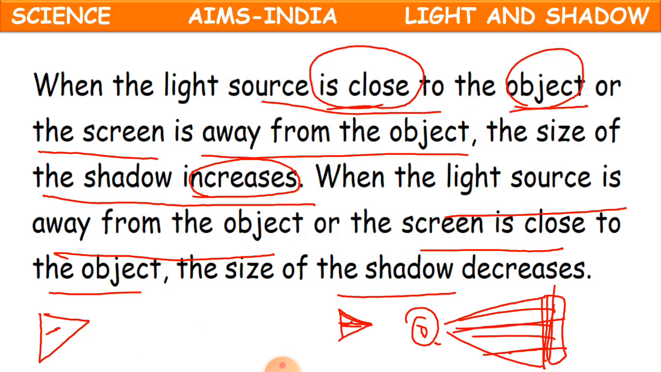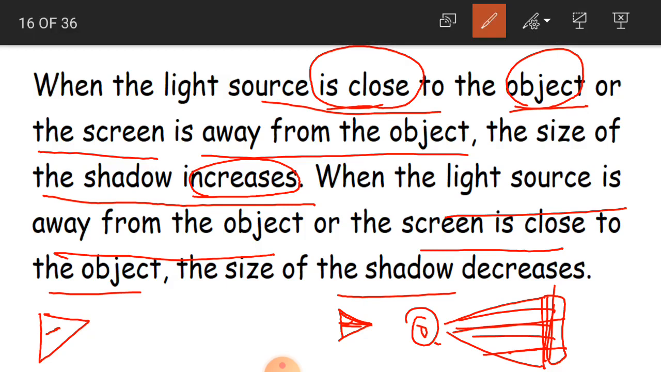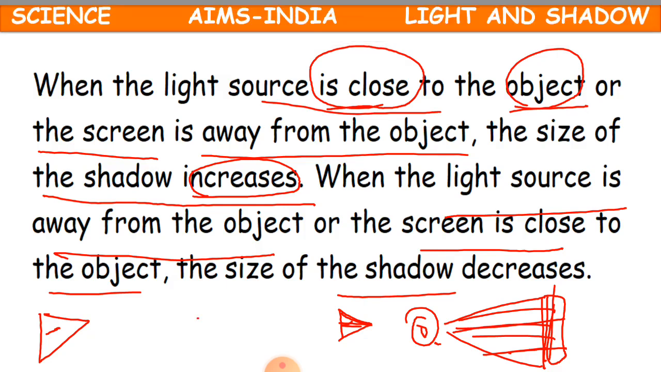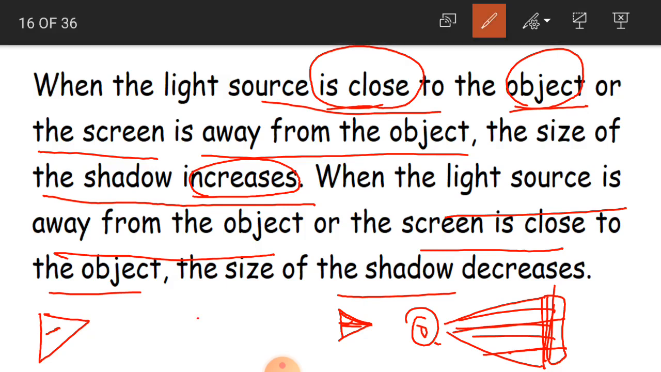So when the light source is far away from the object, and the screen is nearer to the object, then what happens? The shadow size is going to decrease. Okay, clear? So this is how the shadow size is going to increase or decrease depending upon the light distance from the light to the object.